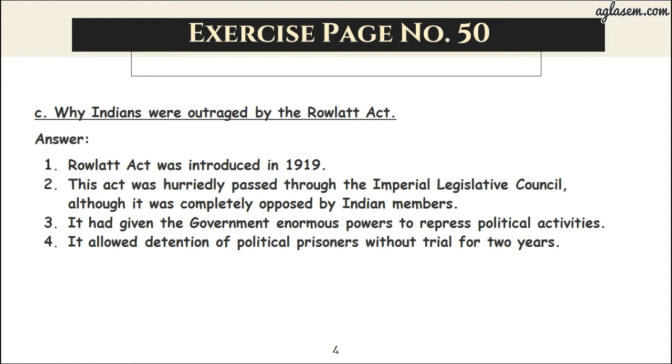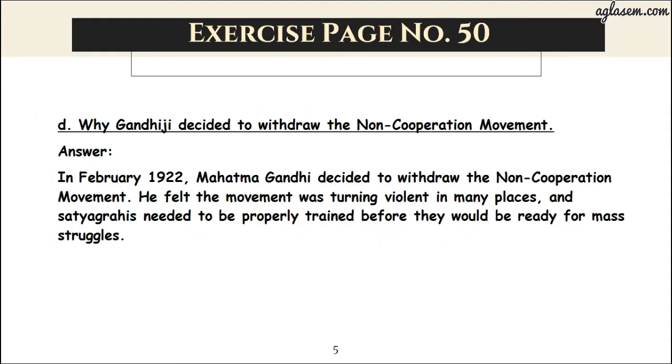Now, moving to the next, that is part D, why Gandhiji decided to withdraw the non-cooperation movement. So the answer is in February 1922, Mahatma Gandhi decided to withdraw the non-cooperation movement. He felt the movement was turning violent in many places, and satyagrahis needed to be properly trained before they would be ready for mass struggles.